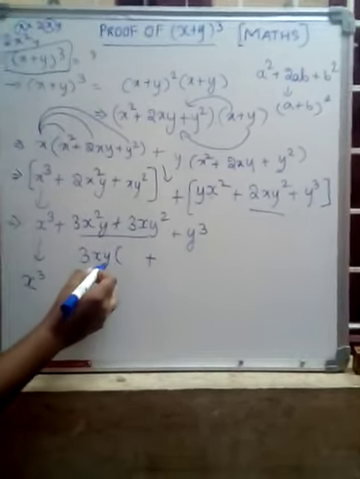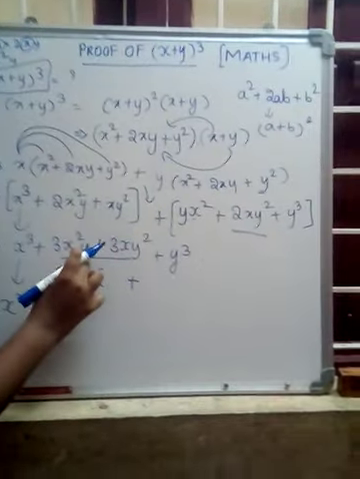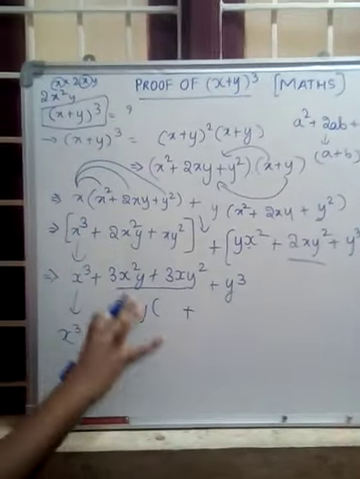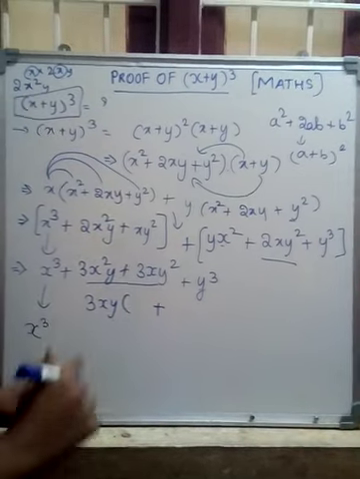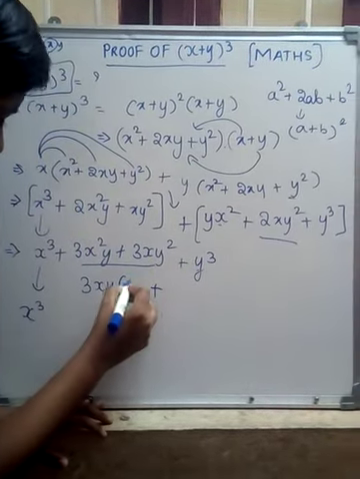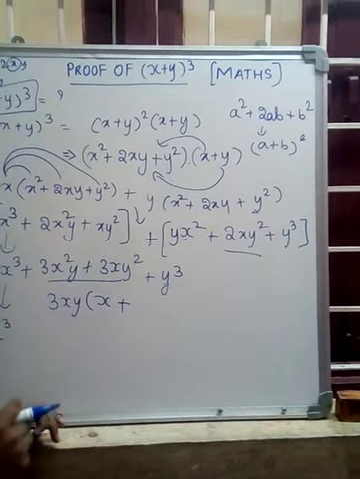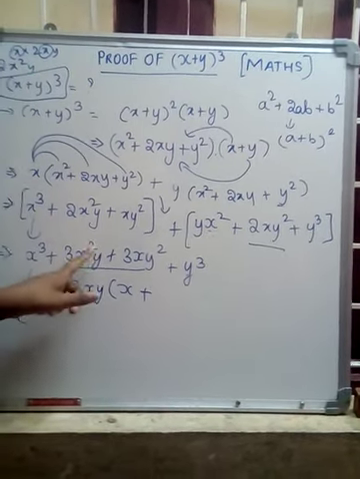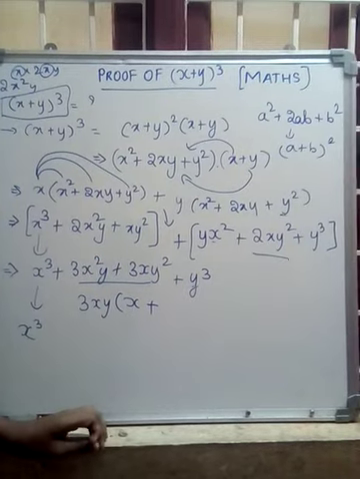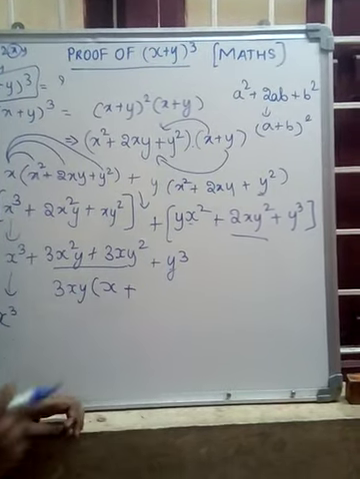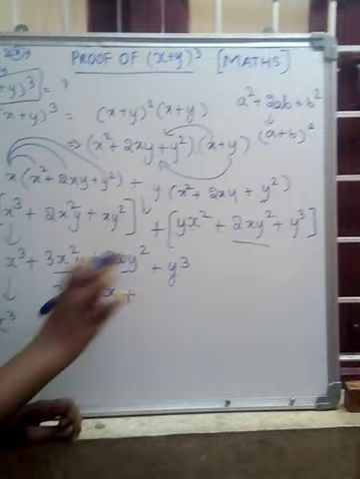3xy in the first term. Y only 1. Here also y only 1 satisfied. 3 satisfied. 1x is there here. Here 2x is there, so we have to multiply one more x. That is x here, so that it becomes 3x square y. 3x into x square and y. Nothing is there.